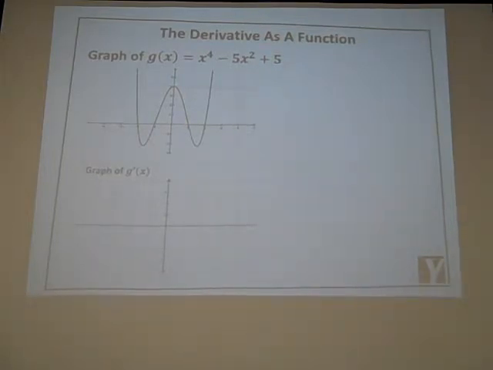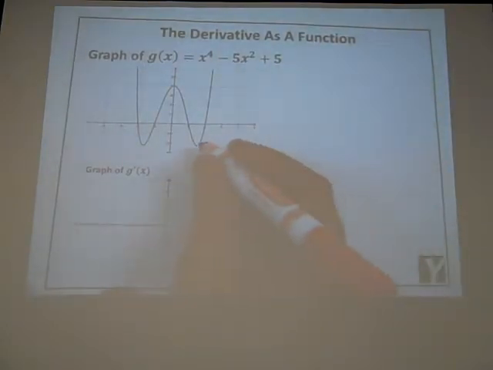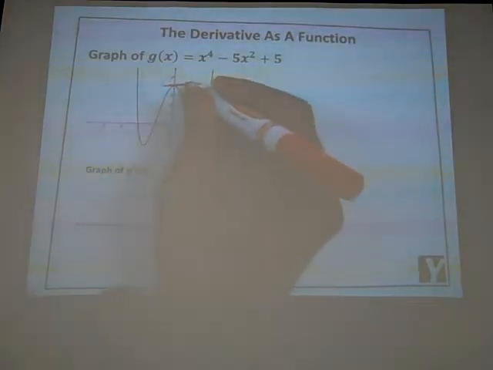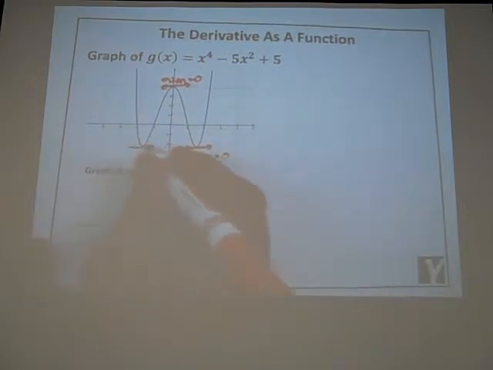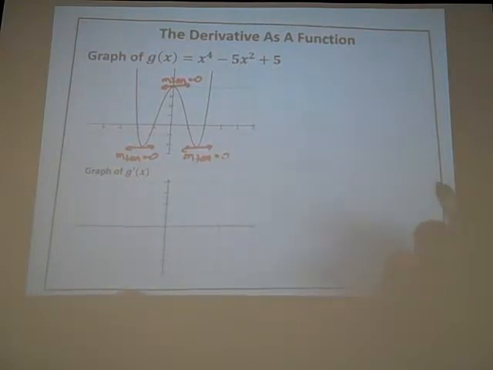Okay? So, the way I like to think about it is I look at the original function and I say, what are the things that I know for sure? Well, I know for sure that the slope of the tangent line over here is equal to 0. I know that the slope of the tangent line over here is also equal to 0, and the slope of the tangent line over here is also equal to 0. So in all 3 of those places, the derivative has to be equal to 0.